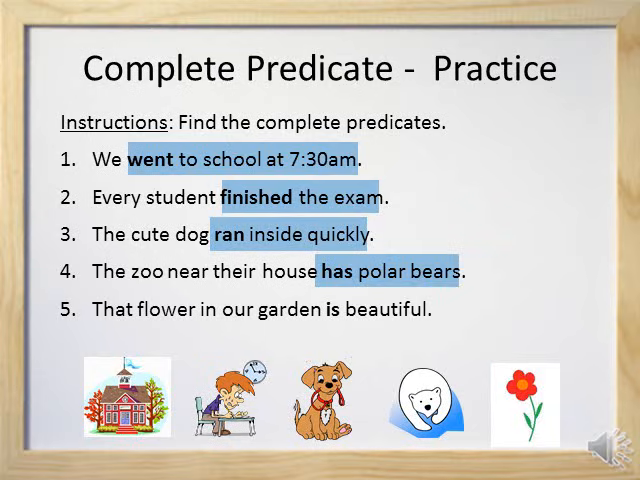Finally, number 5. That flower in our garden is beautiful. The simple subject of this sentence is flower. And what's the action that the flower does in this sentence? The complete predicate is is beautiful. And remember, the simple predicate was just the word is.